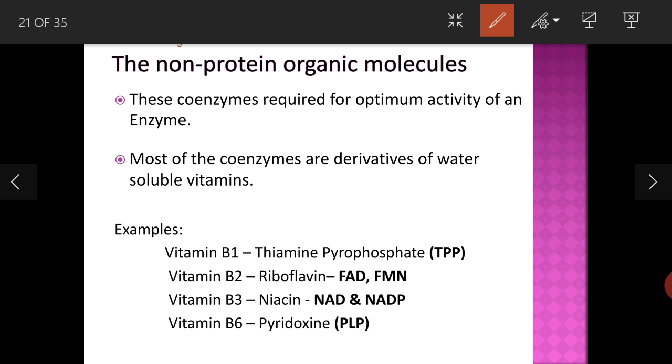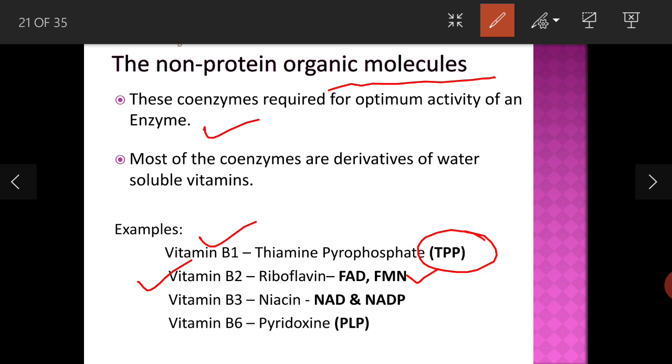Next is the coenzyme, or the non-protein organic molecules. These coenzymes are required for the optimum activity of your enzyme, and most of the coenzymes are derivatives of water soluble vitamins, that is the group of B complex vitamins. Examples: vitamin B1, that is thiamine. The coenzyme form of thiamine is TPP, thiamine pyrophosphate. And vitamin B2, that is riboflavin, the coenzyme forms are FAD, FMN.